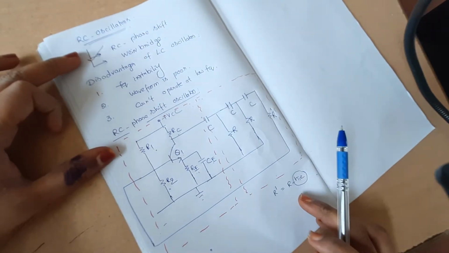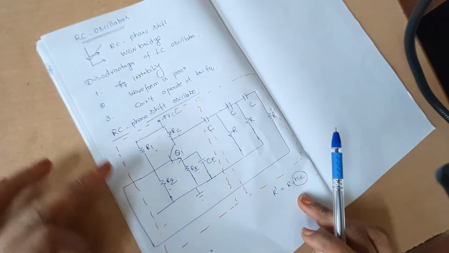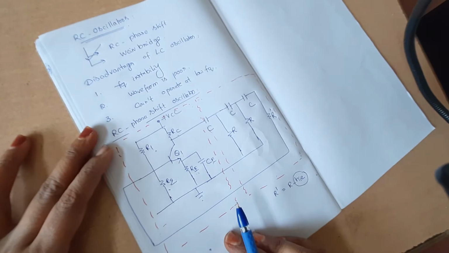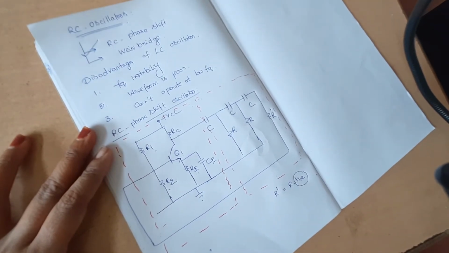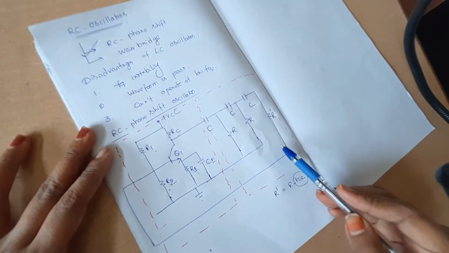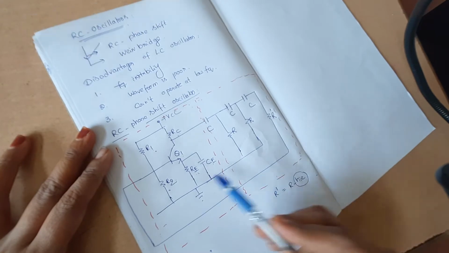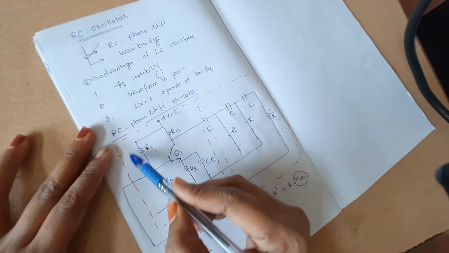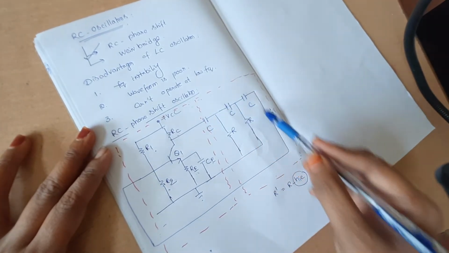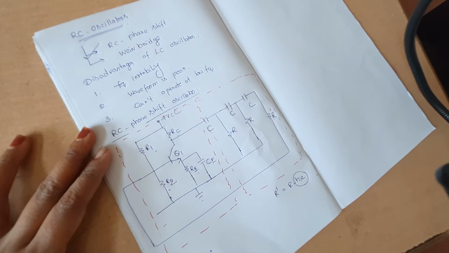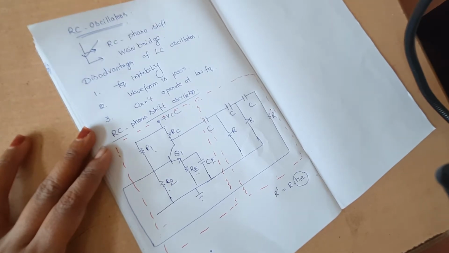Now we are discussing the RC phase shift oscillator. This is the circuit diagram of the RC phase shift oscillator, a very easy circuit diagram. Generally we know that an oscillator consists of two stages: the first one is the amplifier stage and the second one is the feedback stage. In the amplifier section we use the common emitter configuration, so draw the common emitter configuration. The second section is the feedback section. In RC oscillators, 3 RC sections are utilized as the feedback network.